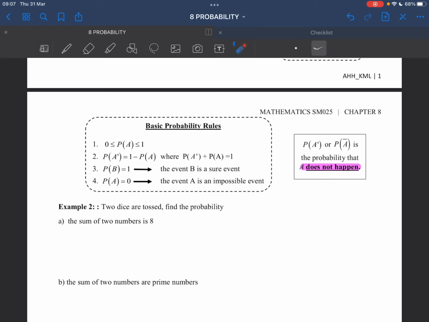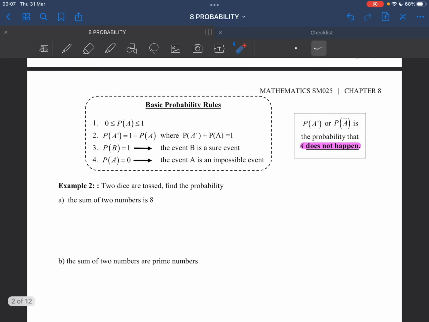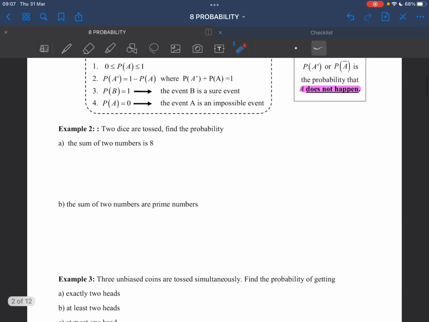Alright, let's see example 2. Two dice are tossed. Find the probability that the sum of the two numbers is 8. How are we going to do this? The experiment here is two dice are tossed. So what is your outcome? How are we going to find the outcomes?